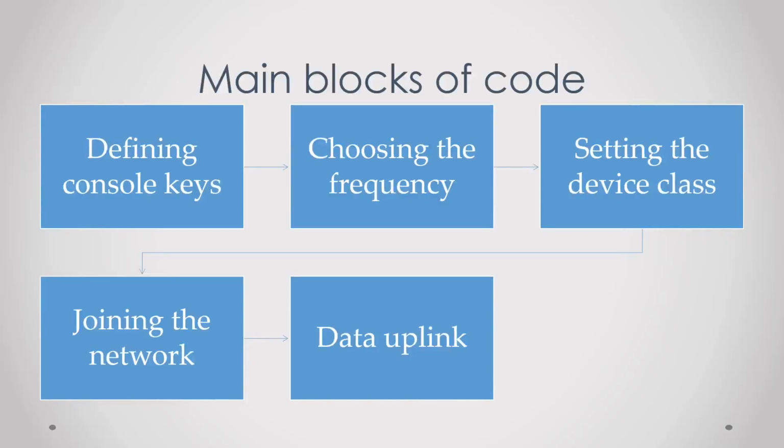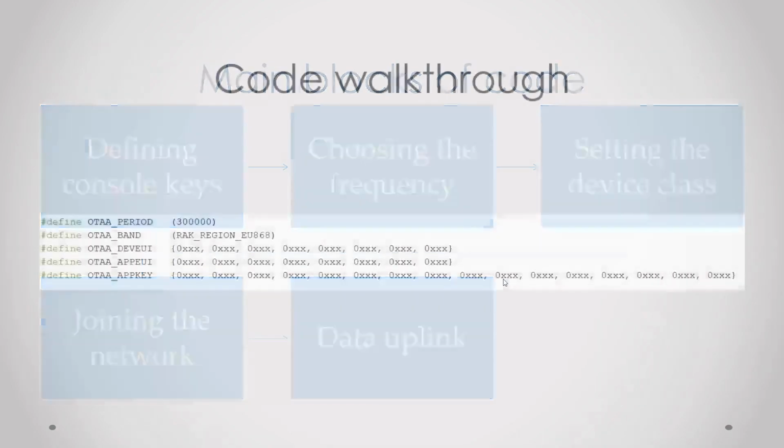In this video we will go through the main blocks of the code in a little bit more detail. I recommend you put up the code next to you, maybe on another monitor, and just follow along. So let's get started. The main blocks of the code are firstly defining the console keys, then choosing the right frequency, setting the device class, joining the network, and if all that is successful we should see some data uplinks. So let's get through it.